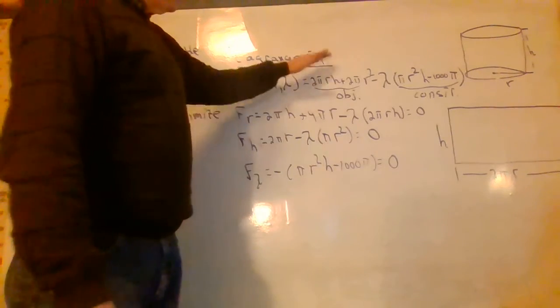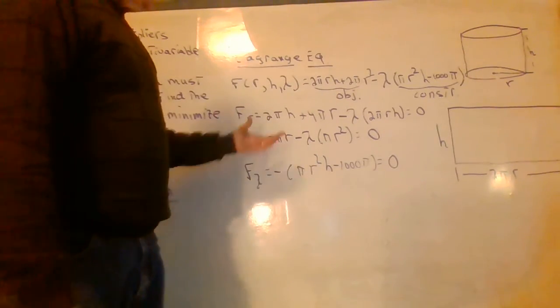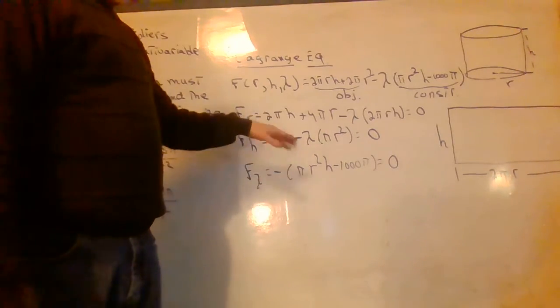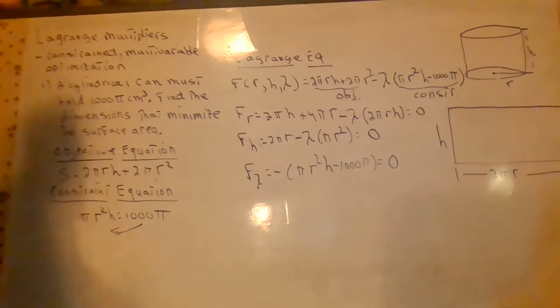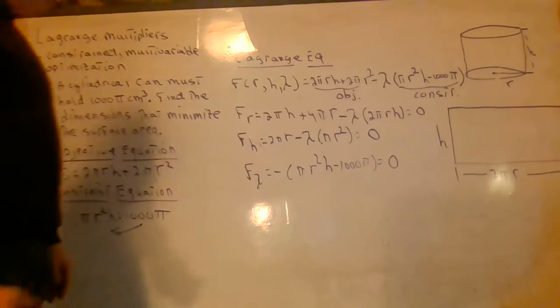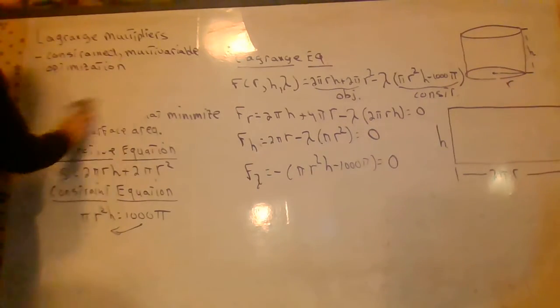Now what we need to do is solve for all these three variables. We don't really need lambda. Sometimes we solve for it, but sometimes we don't. But we're really looking for r and h. And r and h, it turns out, will optimize this. So let's get to work doing some algebra.